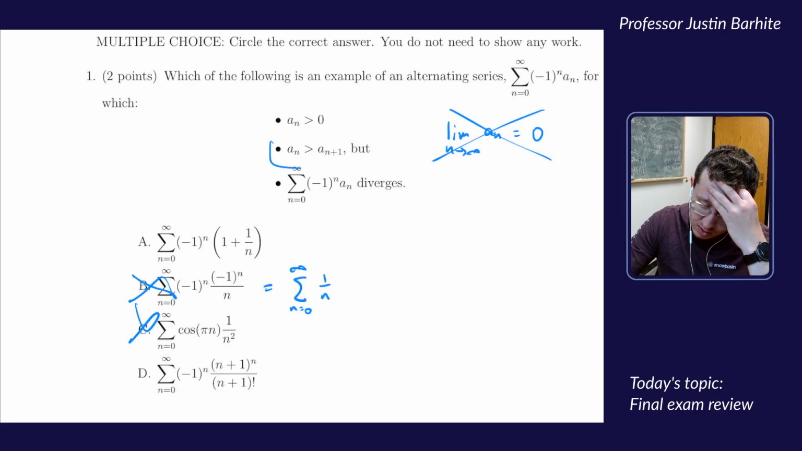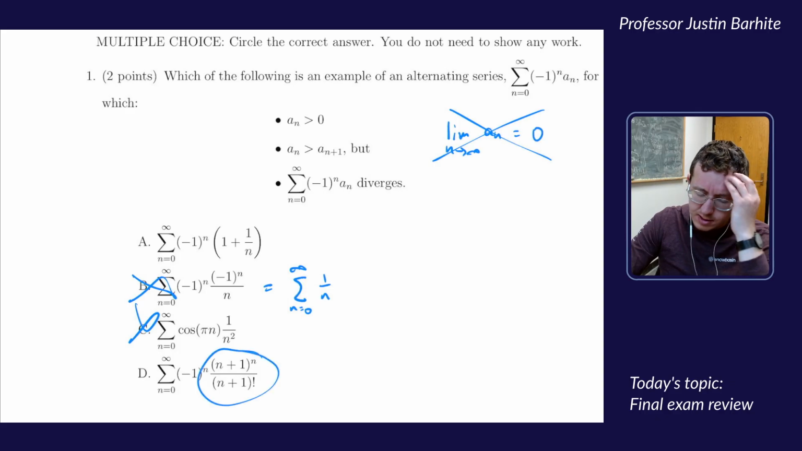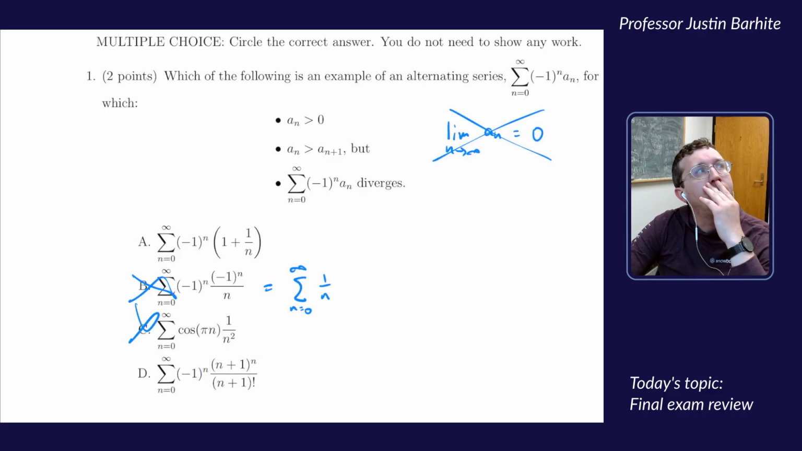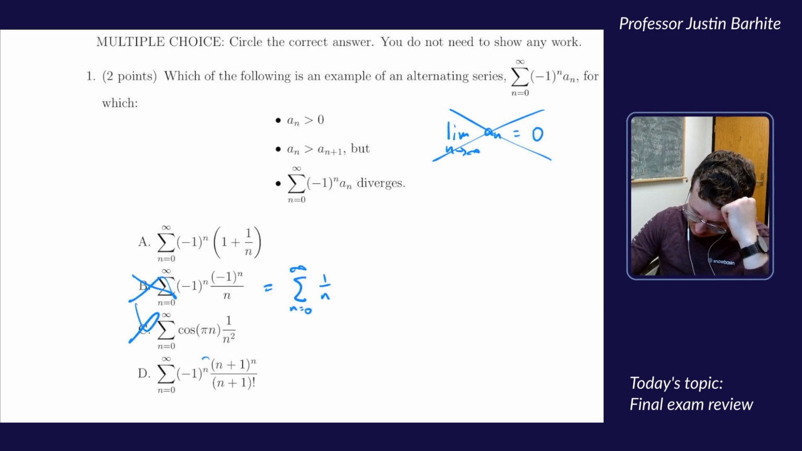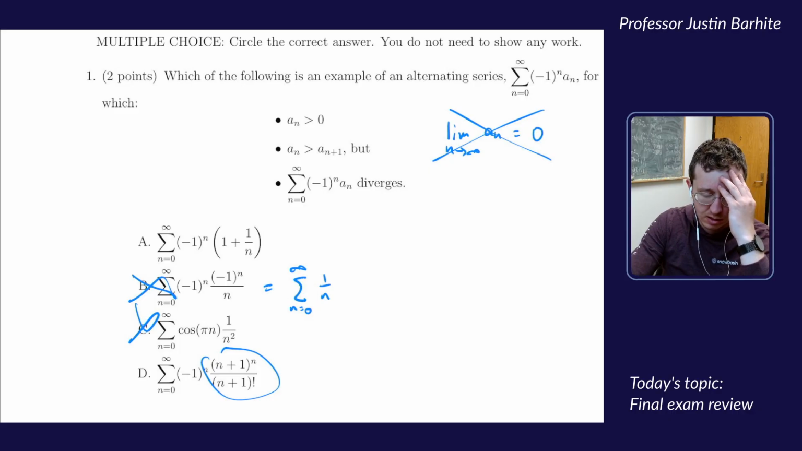I think we've already said this is positive and decreasing. Does it diverge? Yes. It diverges because this 1 plus 1 over n is approaching 1. So when n is really big, these series terms are essentially alternating between 1 and negative 1. And by the divergence test, that's going to diverge. So option A.